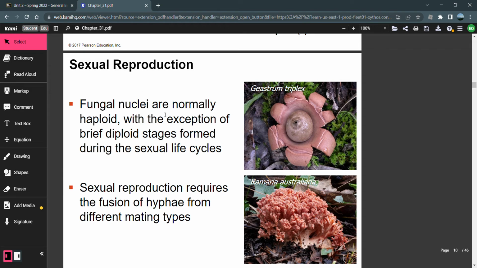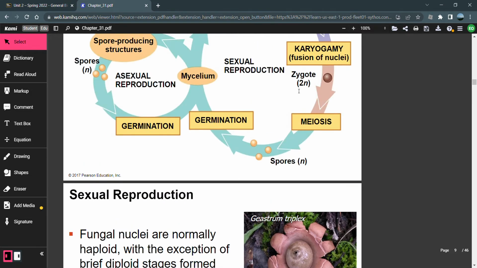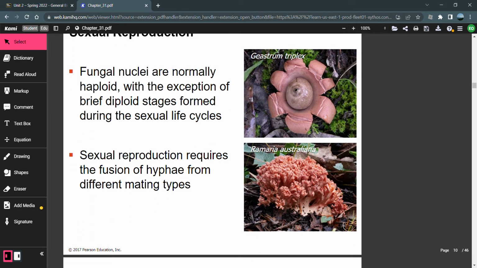Fungi nuclei are normally haploid, but there's an exception, like the zygote. And sexual reproduction requires the fusion of hyphae from different mating types. The reason there are mating types is that it prevents a fungus from mating with itself or with its similar friends or cousins or brothers or sisters. This creates genetic diversity because it allows a fungus to mate with different types of other fungi.